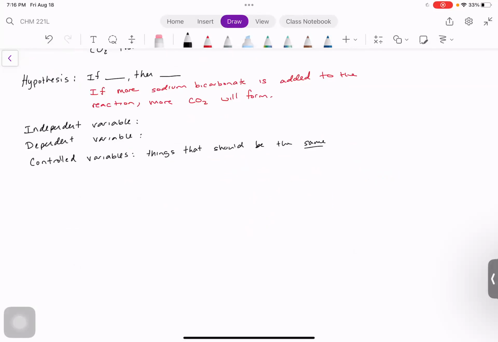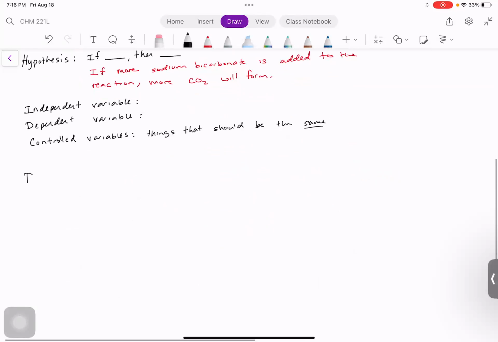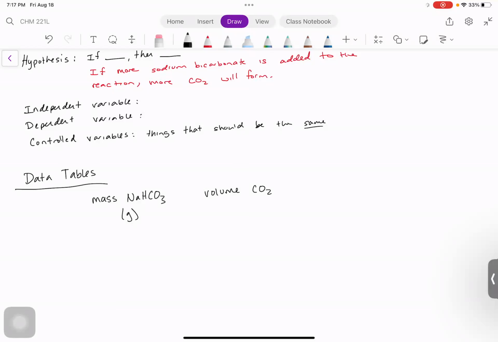So the last thing I want to talk about here is how we can organize our data tables. So the data that we're going to be collecting, we're going to be identifying the mass of sodium bicarbonate, which is NaHCO3, and we're going to be measuring this mass in grams. And then what we are determining as a result of the experiment is the volume of CO2 produced.